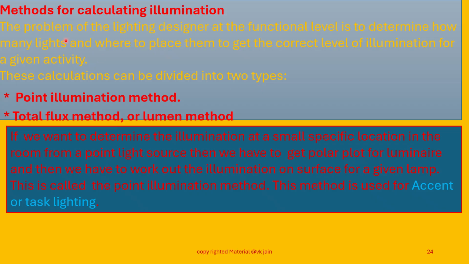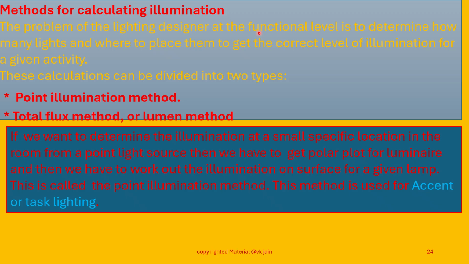Friends, this slide provides methods of calculating illumination. Another alternative: the problem of the lighting designer at the functional level is to determine how many lights and where to place them to get the correct level of illumination for a given activity. These calculations can be divided into two types. One is the point illumination method, second is the total flux method or lumen method.